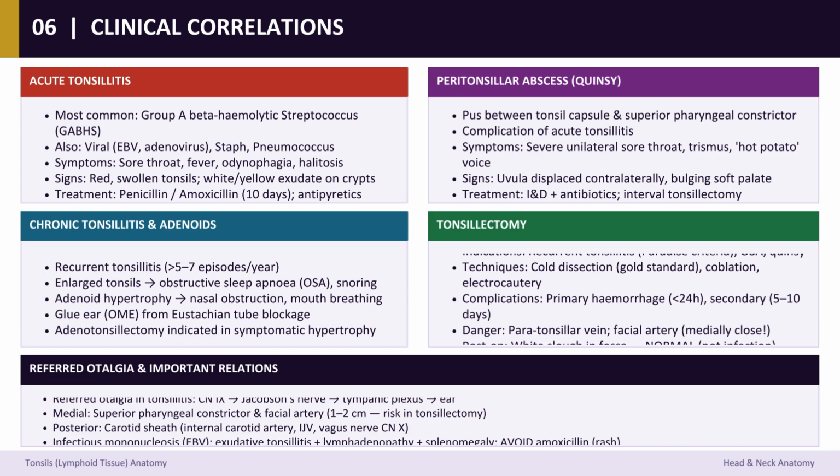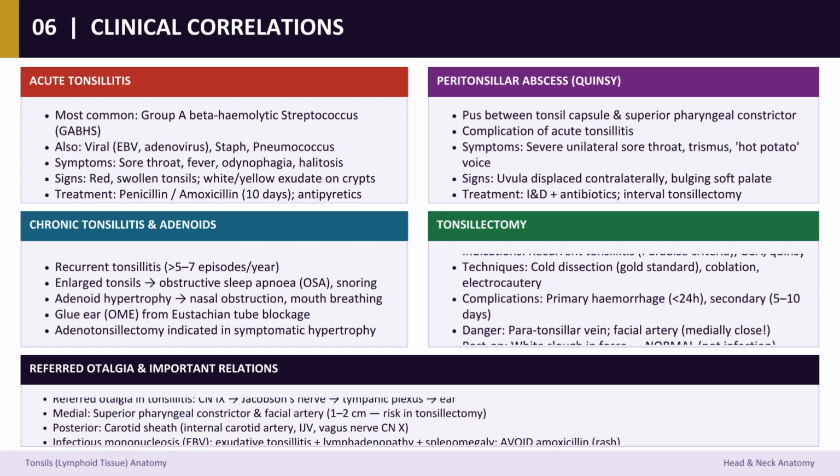Peritonsillar abscess, quinsy. What is quinsy? Pus between tonsillar capsule and superior pharyngeal constrictor. Complication of acute tonsillitis. Symptoms: severe unilateral sore throat, trismus, hot potato voice. Signs: uvula displaced contralaterally, bulging soft palate. Treatment: incision and drainage, because pus is always there, and treat it with antibiotics. And interval tonsillectomy.